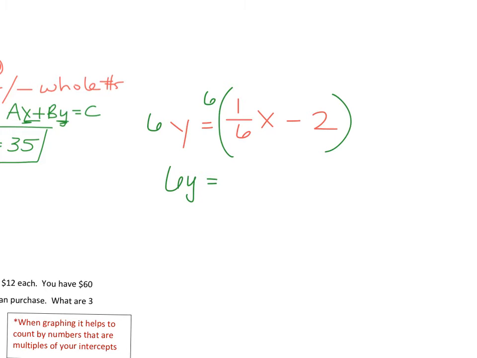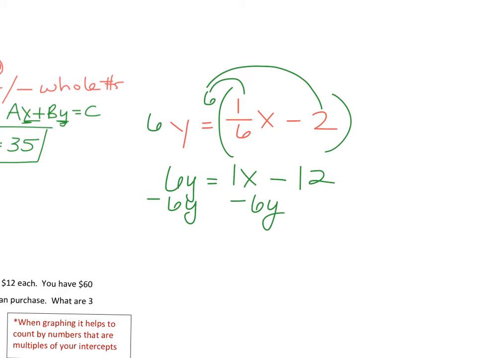6y. Right, so remember your 6's cancel, you're left with 1x minus 12. Don't forget to distribute that, right? It goes to both of these, so minus 12. And then if we want to turn that into standard form, what would you do? I would take away 6y from both sides. So right now you have 0 equals x minus 6y minus 12.